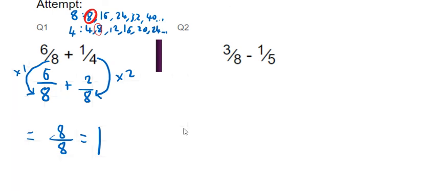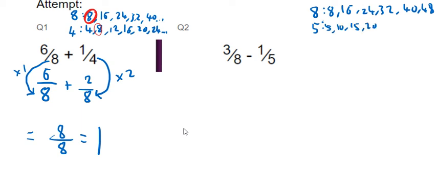Second one, we've got 8 and 5. So again, multiples of 8 are 8, 16, 24, 32, 40, 48. Multiples of 5 are 5, 10, 15, 20, 25, 30, 35, 40. And the next one would be 45. But you'll see that 40 is actually the common denominator here.